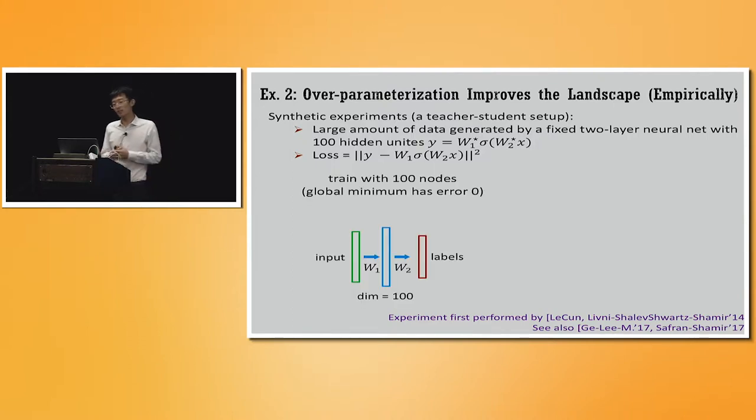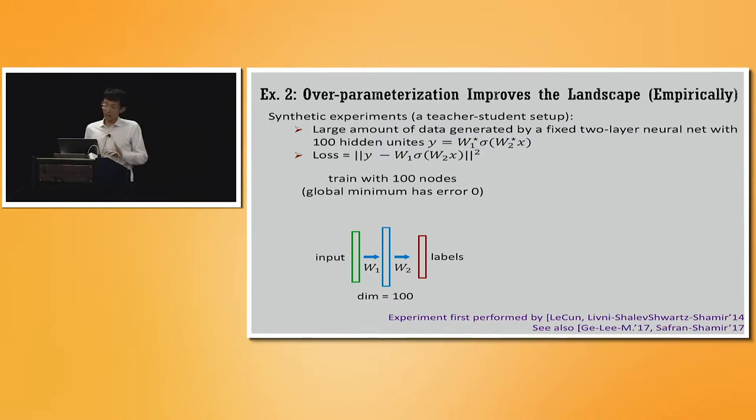Right, the most natural idea is that because my data is generated from a two hidden layer network with 100 hidden units, it makes sense for me to train with the same architecture. Right? So I parameterize my W1 and W2 with the same size as W1 star and W2 star, and I just train it with gradient descent or stochastic gradient descent.